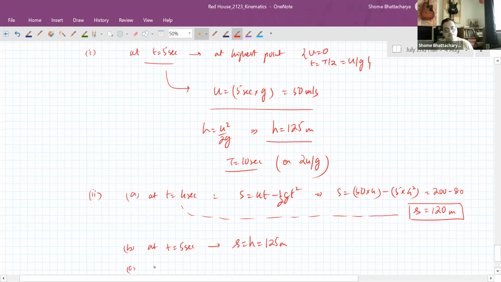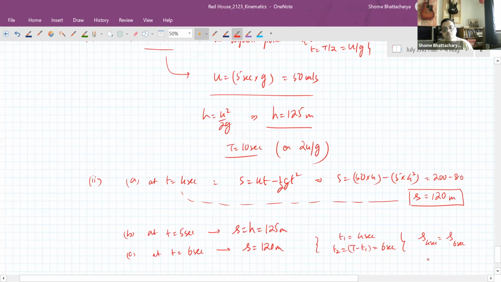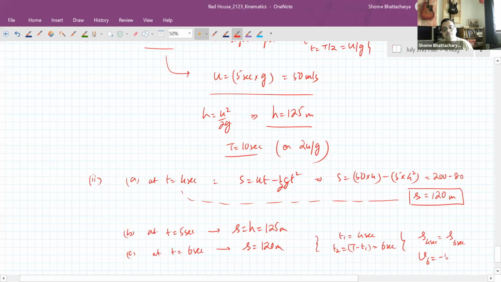But interestingly, at t equal to 6 seconds, you can see that displacement will again be 120 meters, even without calculation, because if you take t1 as 4 seconds, this kind of t2 is 6 seconds. So therefore, displacement at 4 seconds will be equal to the displacement at 6 seconds, whereas velocity at 6 seconds will be negative of velocity at 4. So just using the symmetry, you can cleverly work it out like this, or you can always substitute in the equation also.